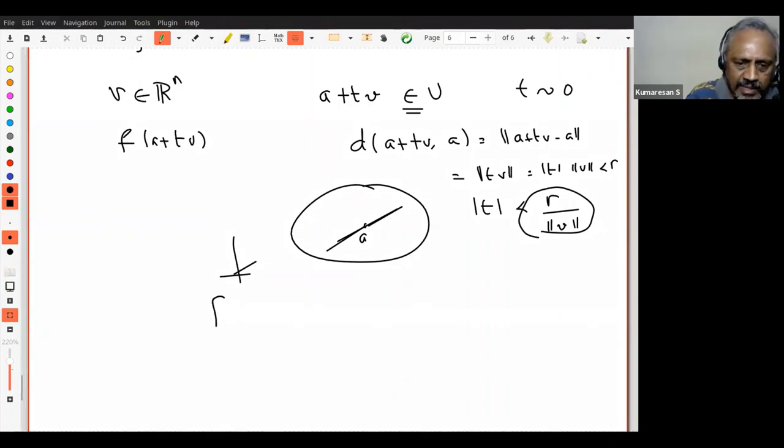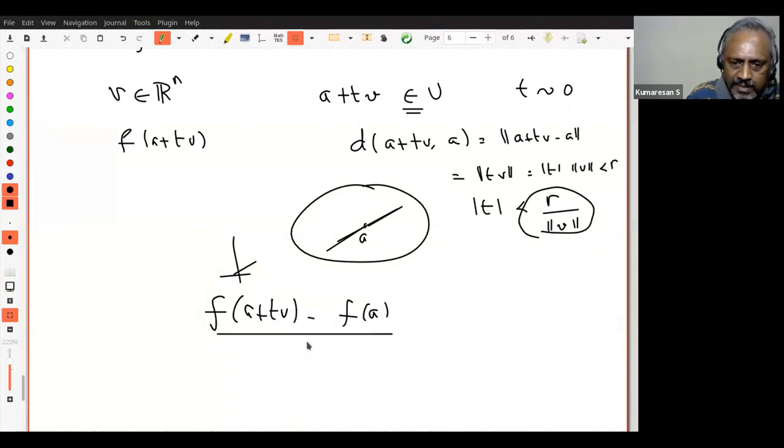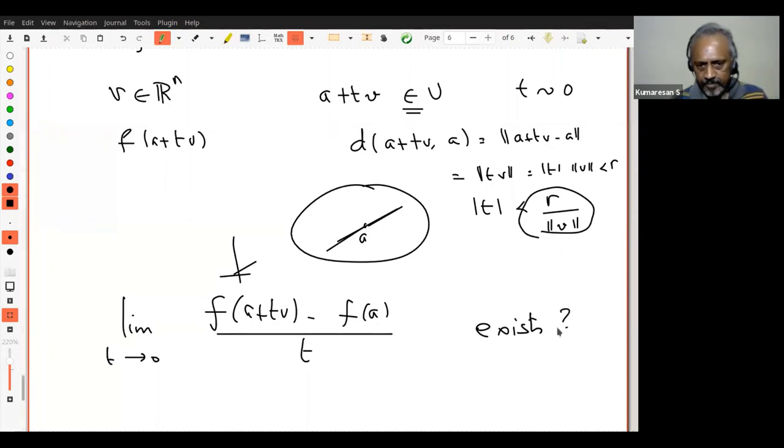So now let's look at f of a plus tv minus f of a. This is a real number. By the real number t, I want to know whether the limit as t goes to 0 of this exists. This is the question.